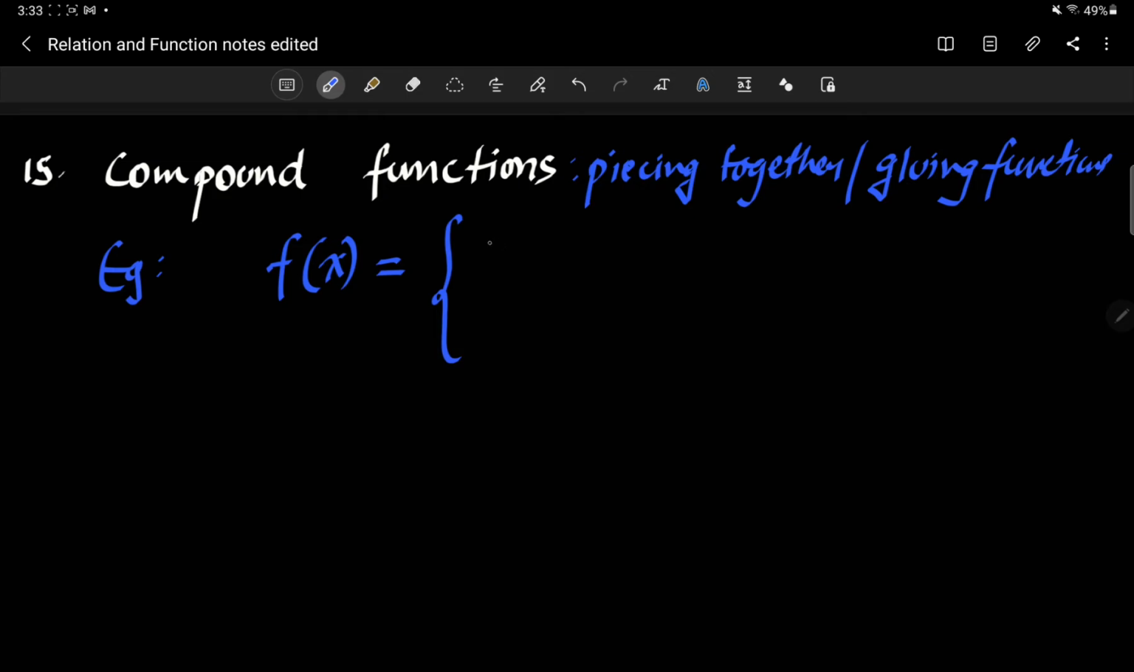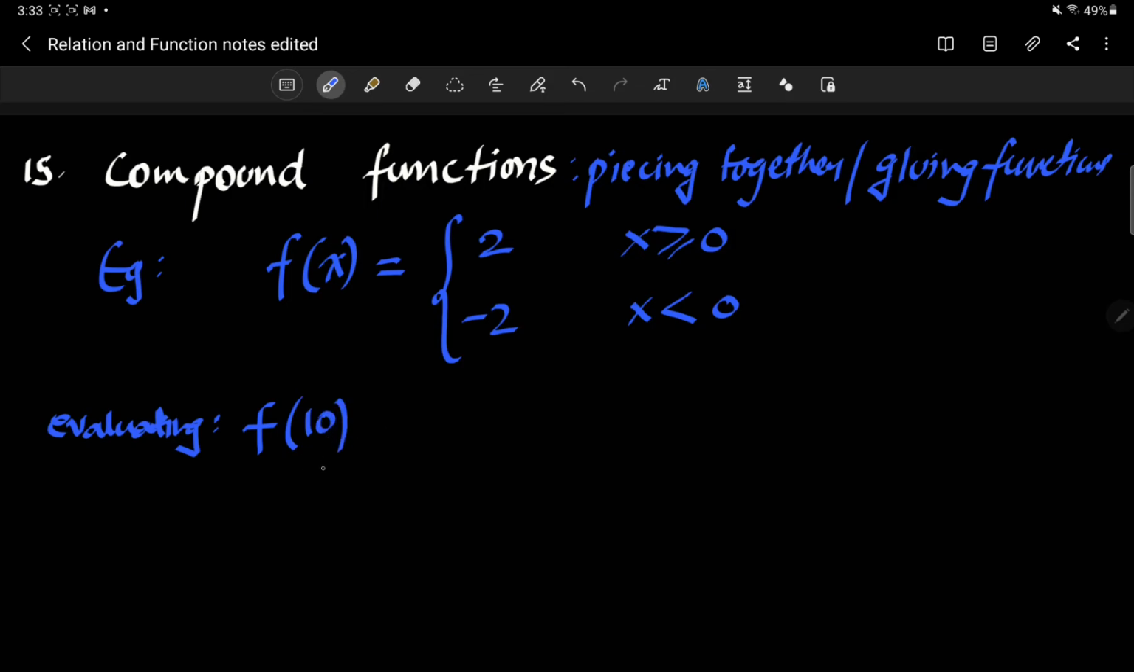So let's say my function is 2 if x is greater than or equal to 0 and negative 2 if x is less than 0. Since we have learned so many different things about functions, let's try to find all of those. So first of all, evaluating. How do you evaluate f of 10? If I am finding f of 10, then what is x? This means that x equals 10. So you check, is 10 greater than or equal to 0? Answer is yes. Then use that definition.